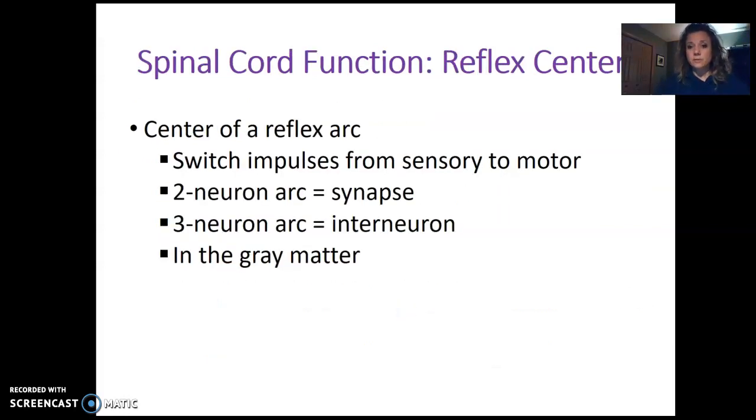And then this is just a review of reflex. Remember that you can have a direct synapse between an afferent and an efferent neuron, or you could have a three-neuron reflex arc where interneurons, which are found in the gray matter of the spinal cord, make the connection between the afferent and the efferent neurons.